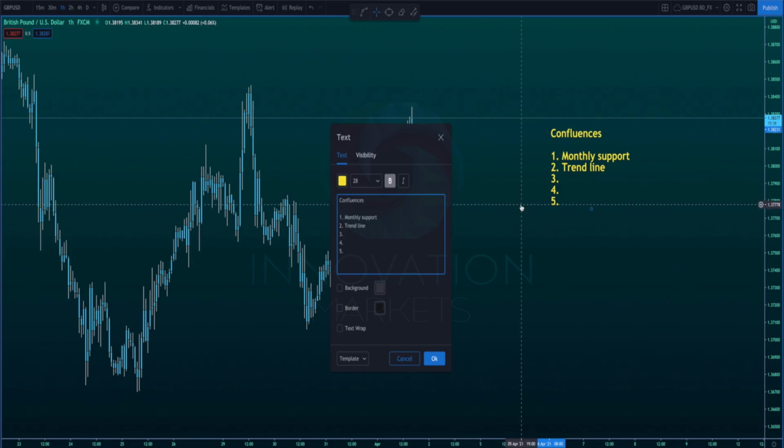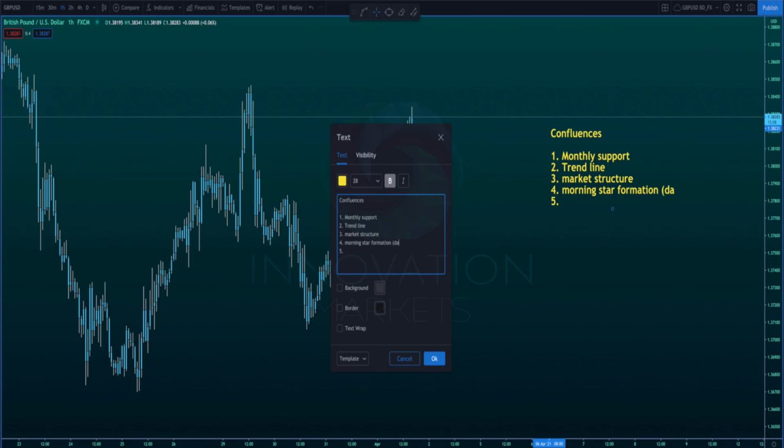For instance, in this example, you're building confluences for one trade here. If price is at a monthly support, it also comes into contact with a trend line, and then for instance we can say it hasn't broken market structure, that's another great confluence.